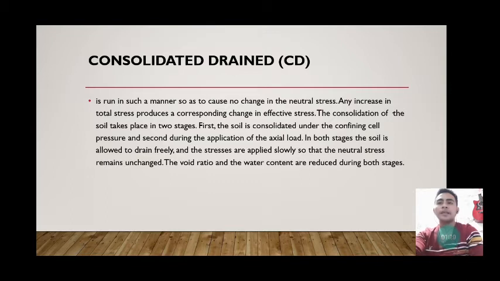The consolidated drained test is run in such a manner so as to cause no change in neutral stress. Any increase in total stress produces a corresponding change in effective stress. The consolidation of the soil takes place in two stages. First, the soil is consolidated under the confining cell pressure, and second during the application of the axial load. In both stages, the soil is allowed to drain freely, and the stresses are applied slowly so that the neutral stress remains unchanged. The void ratio and the water content are reduced during both stages.